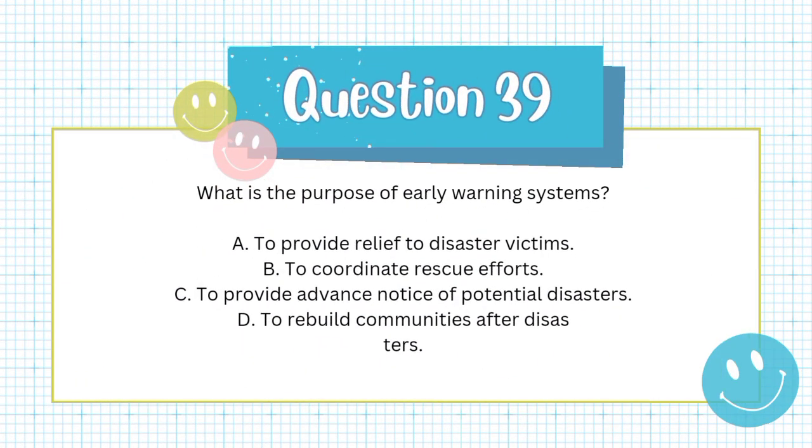39. What is the purpose of early warning systems? A. To provide relief to disaster victims. B. To coordinate rescue efforts. C. To provide advance notice of potential disasters. D. To rebuild communities after disasters. The correct answer is C. To provide advance notice of potential disasters.